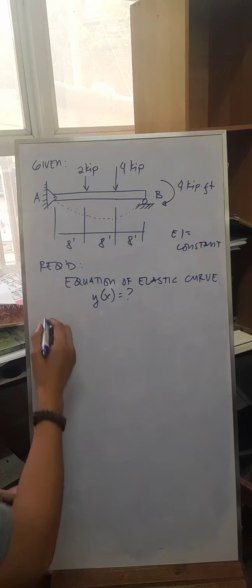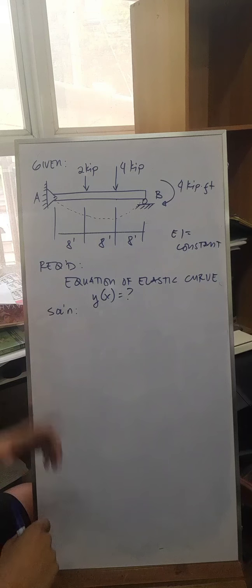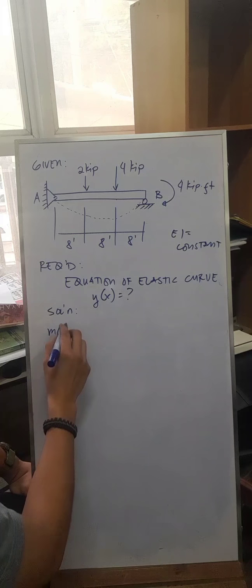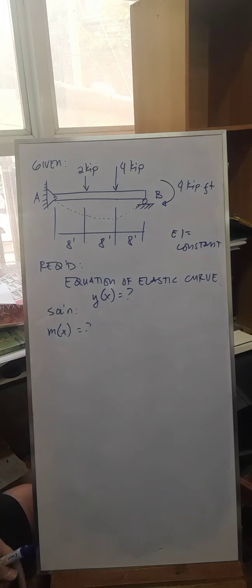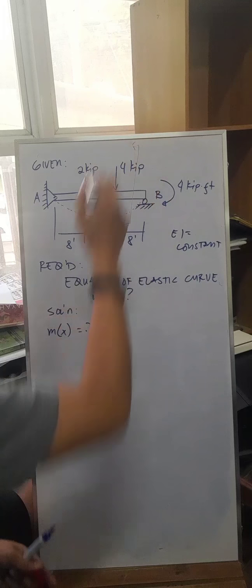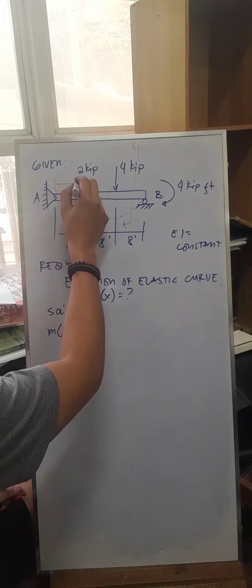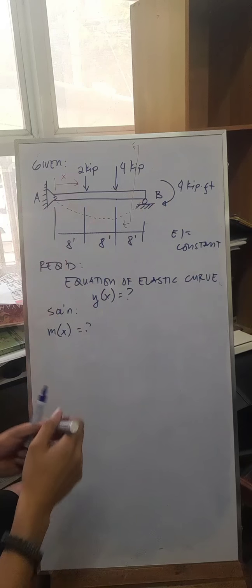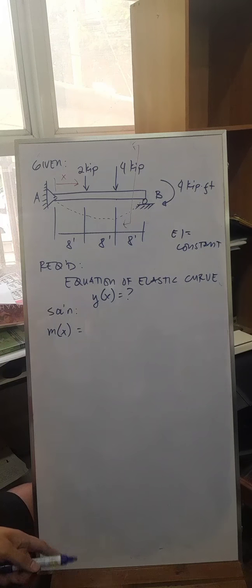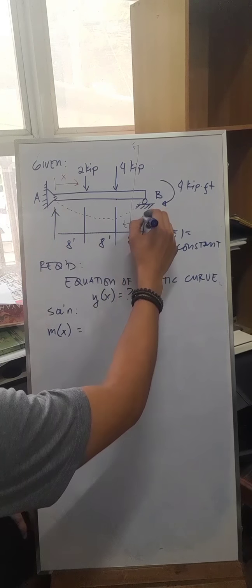Solution: we just have to find first the moment equation for the beam, the moment as a function of x. In finding this moment equation, we can cut this section, and you'll have x from this point to that point. First, we'll find the reaction forces. You'll have a reaction here at A, and a reaction here at B.